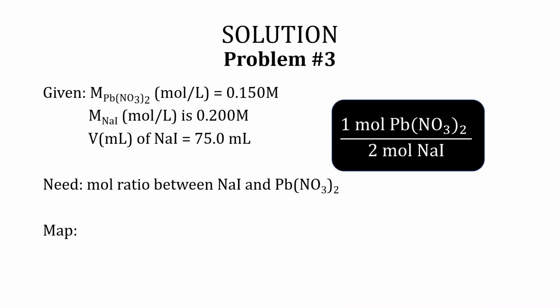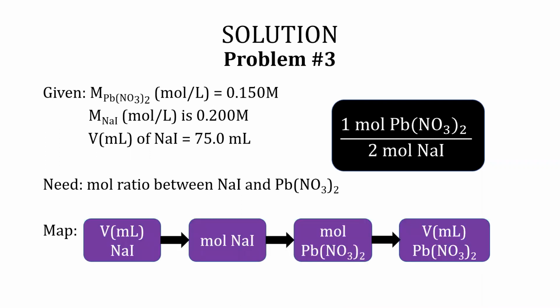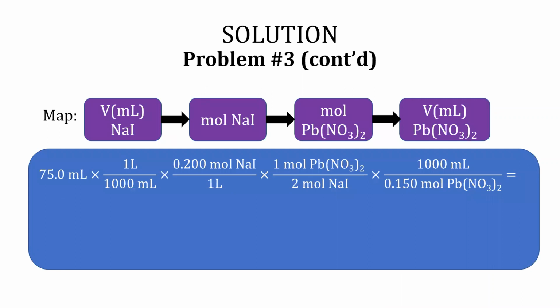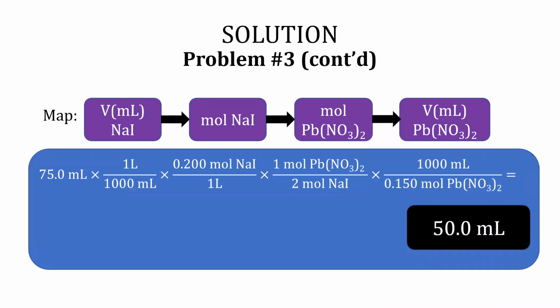The solution map starts with the volume of NaI, and after multiplying by its molarity, obtains the moles of NaI. Next, the moles of NaI is multiplied by the mole ratio above to obtain the moles of PbNO3. Lastly, if one divides by the molarity, the result will be the volume of PbNO3. After plugging in all the values, the volume is 50 mL.